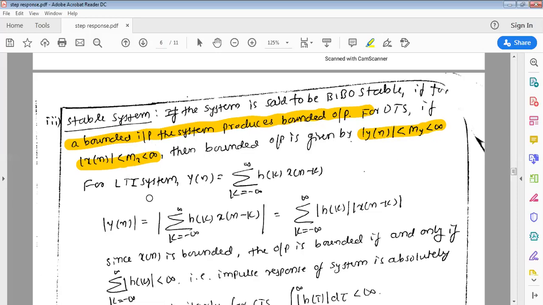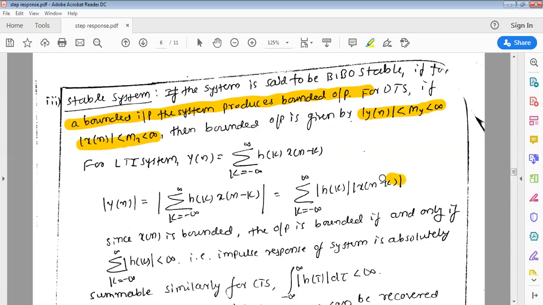Let us consider y of n is equal to h of n convolved with x of n, that is summation of h of k into x of n minus k. What we do here is take the modulus on both sides. Modulus of a into b, I'll take modulus separately for h of k and modulus separately for x of n minus k. Strictly it becomes less than or equal to, not only equal to. Modulus of a is equal to modulus of b into c, which is less than or equal to. Both of them are fine. At this moment, we'll assume that they are equal.